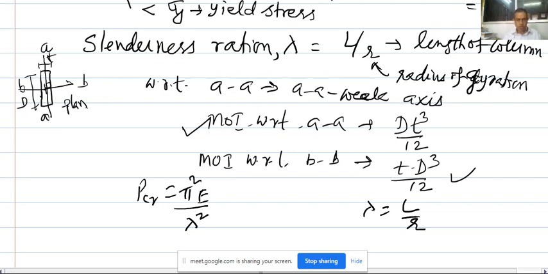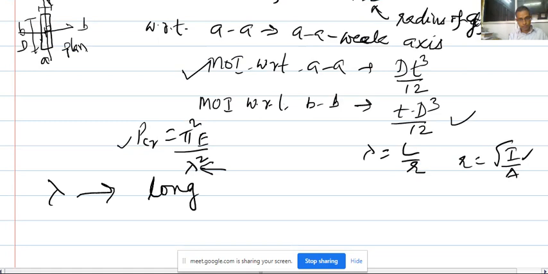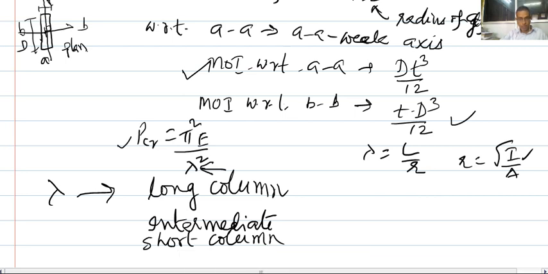There is no moment of inertia now, but moment of inertia is there in the R. R is equal to root over I by A. So, here I is there. So, use that. Now, depending upon the slenderness ratio, I will categorize a column to be a long column, an intermediate column, or a short column. So, depending upon the lambda.